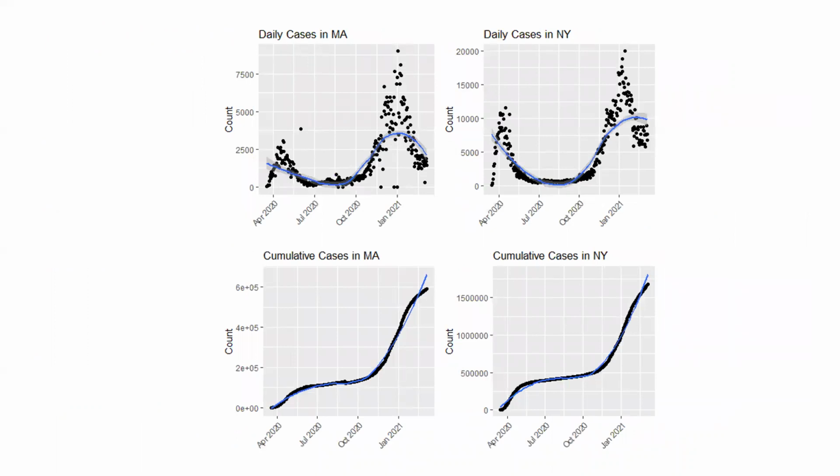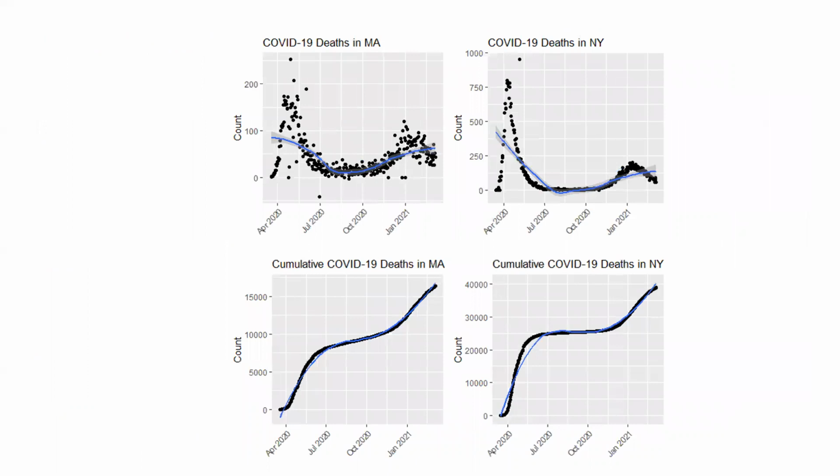This figure is the comparison of the cases and the cumulative cases for the states of Massachusetts and New York with smooth curve. This figure is the comparison of the deaths and the cumulative deaths for the states of Massachusetts and New York with smooth curve.